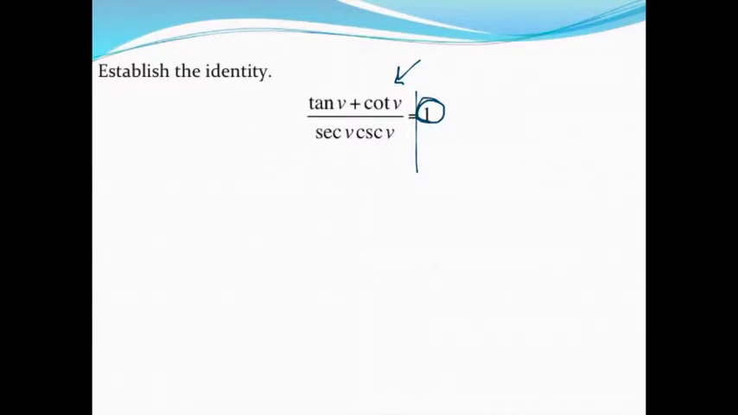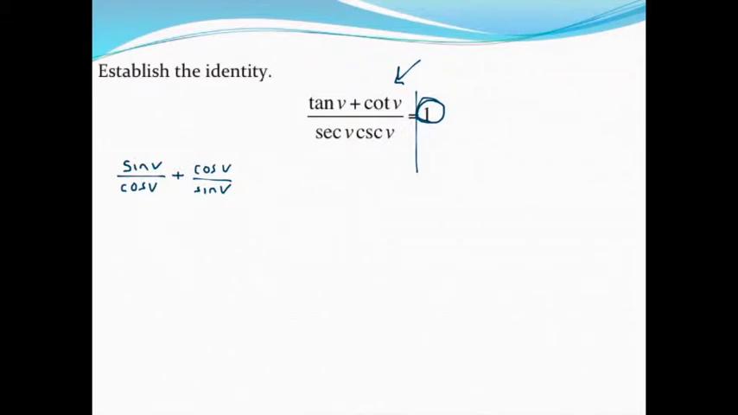So let me just start with that, and we'll see where we go next. For the numerator, I've got a tangent plus a cotangent. Tangent is the same thing as sine over cosine, so I'm going to rewrite this as sine of v over cosine of v. Cotangent is the same thing as cosine over sine. Now you may be thinking, oh, cancel out sine and cosine. Remember, that only works if we're multiplying things together. These pieces are being added, so I can't cancel out anything just yet.